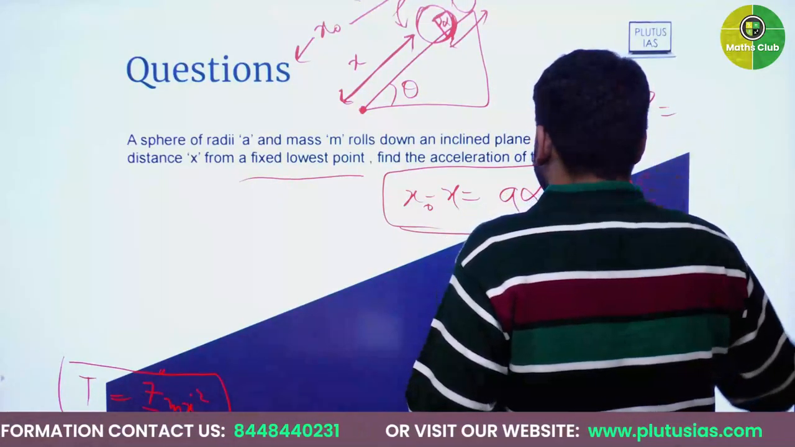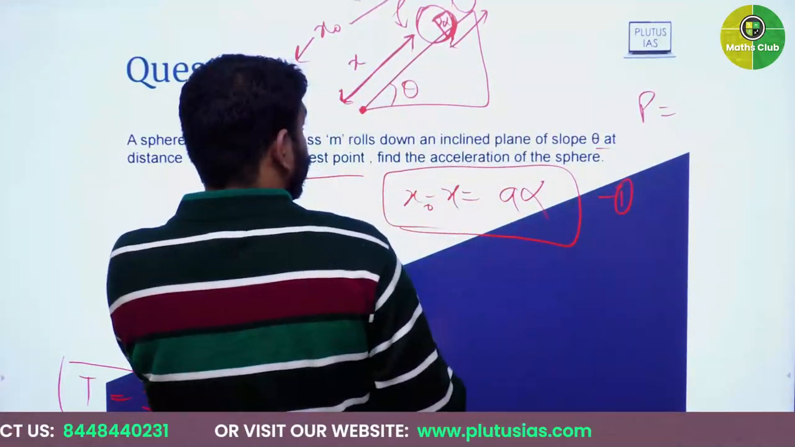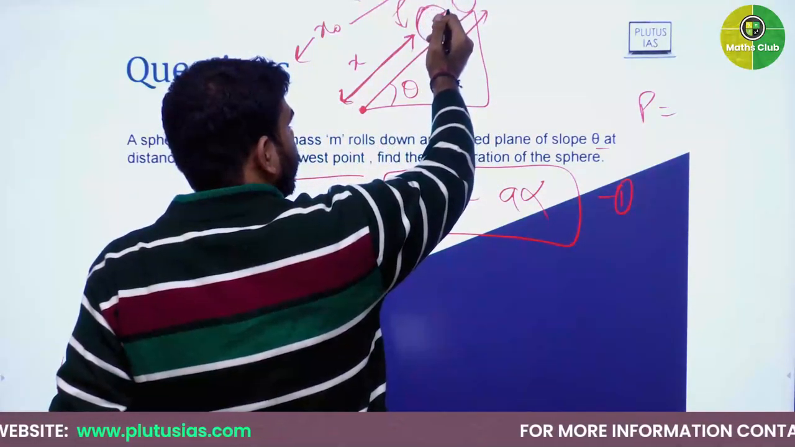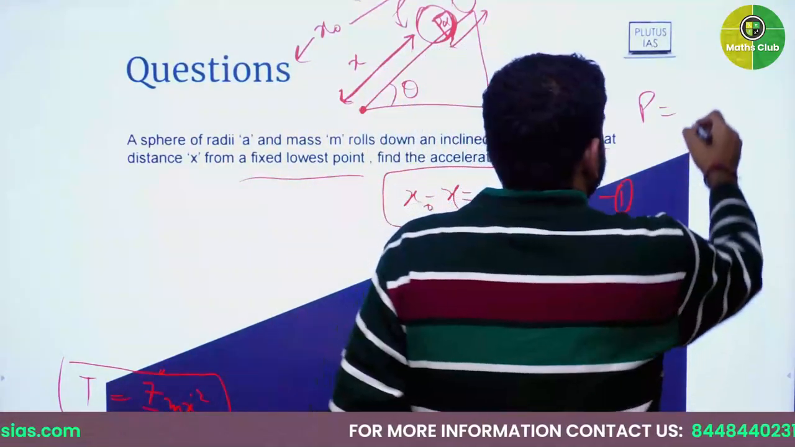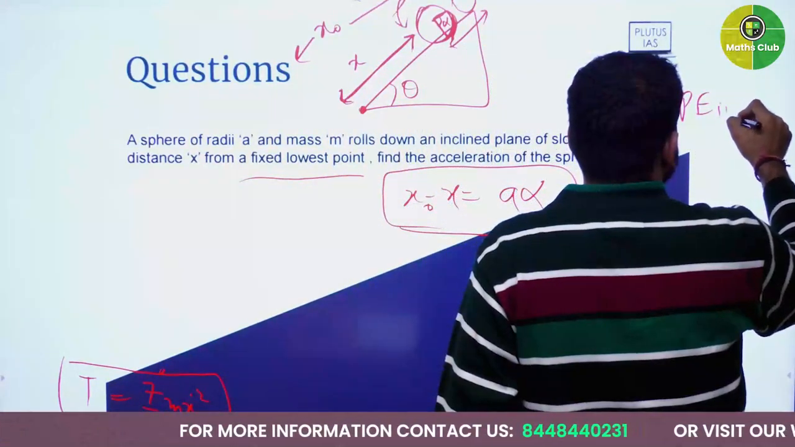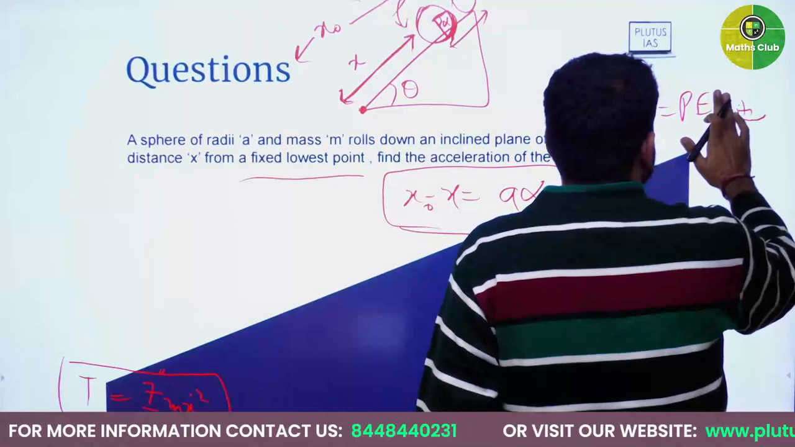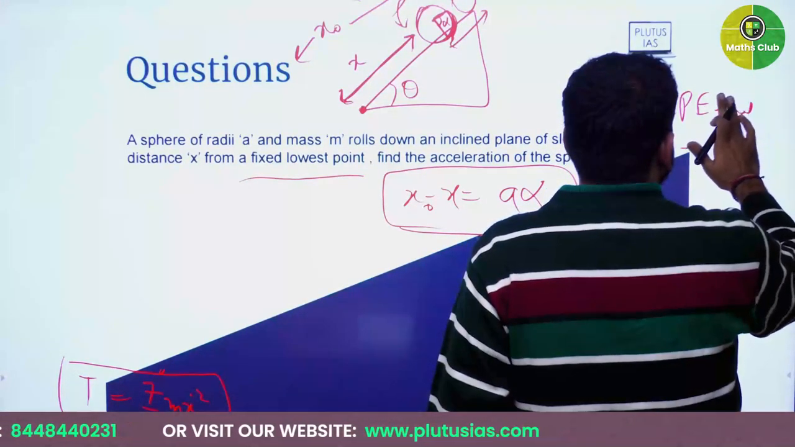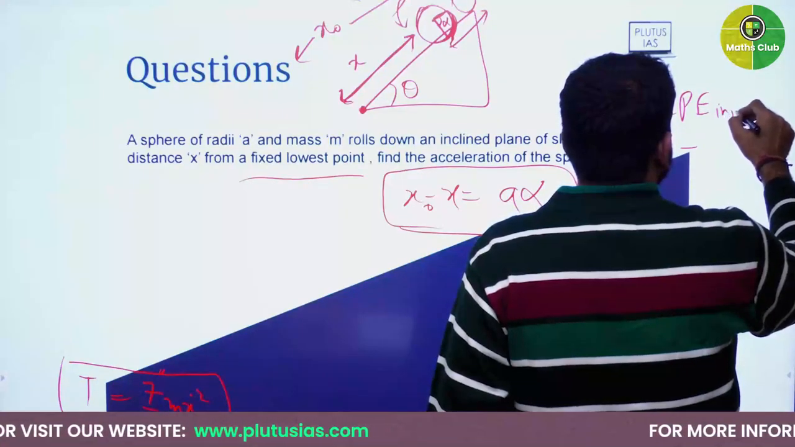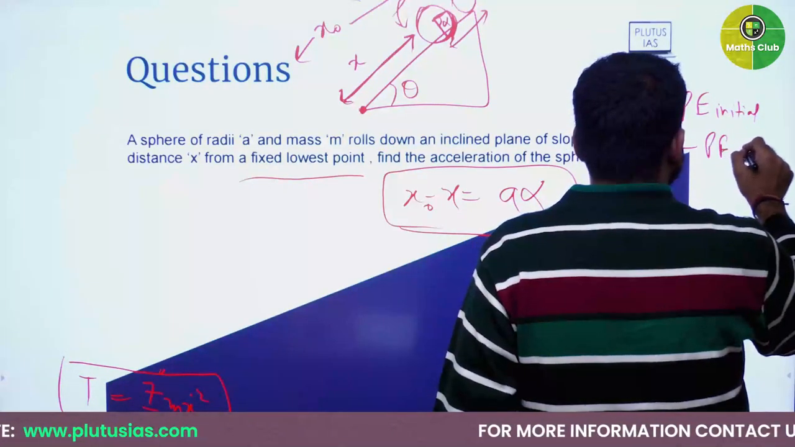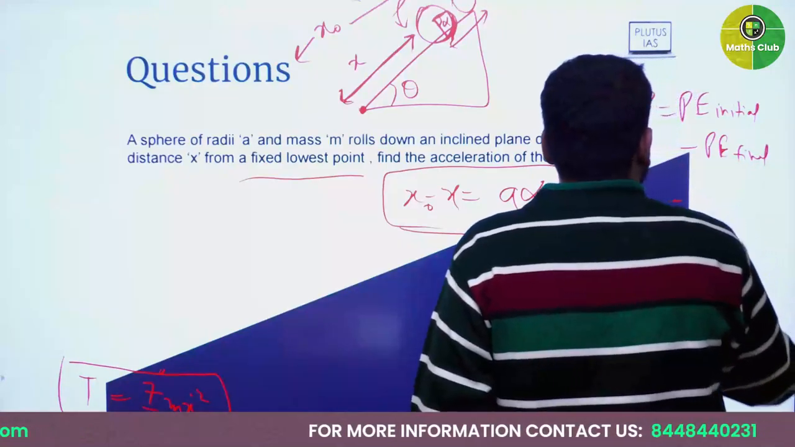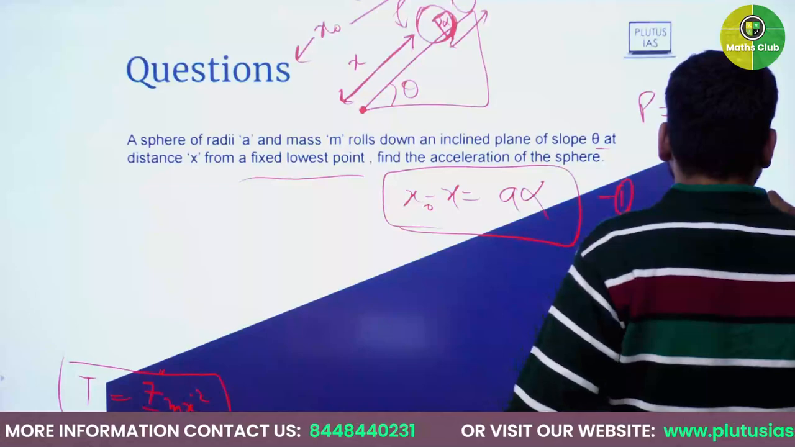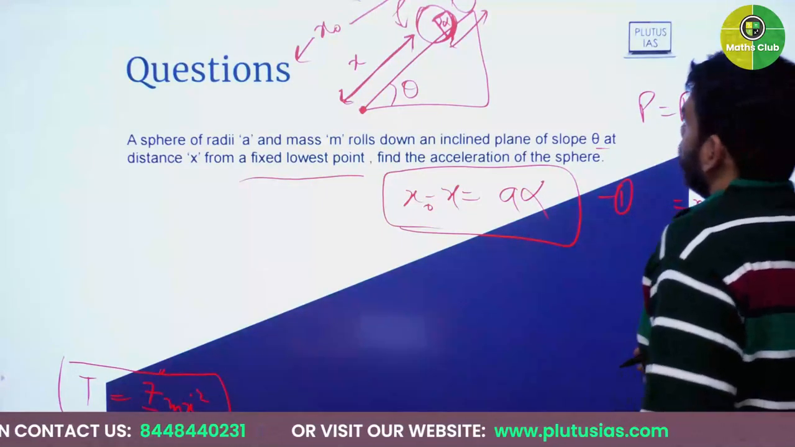We can write the potential energy: after some specific amount of time the potential energy is reducing, because initially the potential energy was this, and after a specific amount of time the potential energy is this. So we can write potential energy initial minus final, sorry, final minus initial, final minus final, and potential initial was mg x naught sine theta, right?